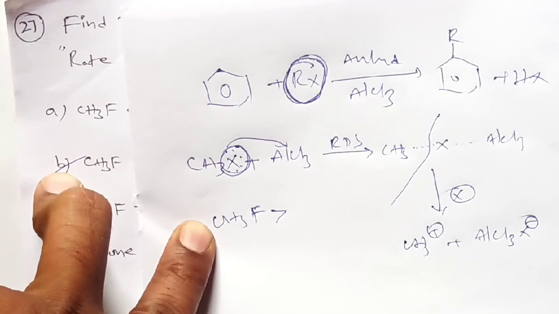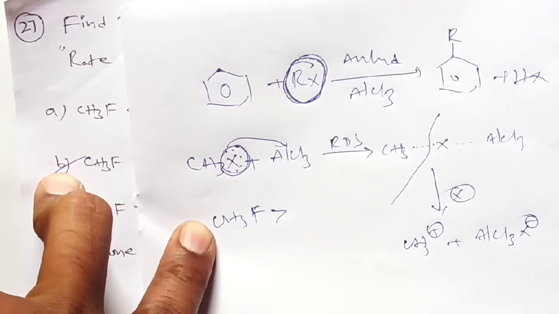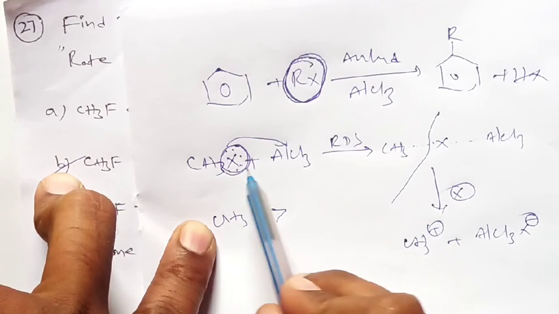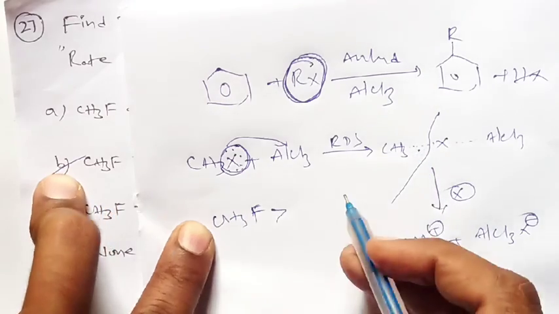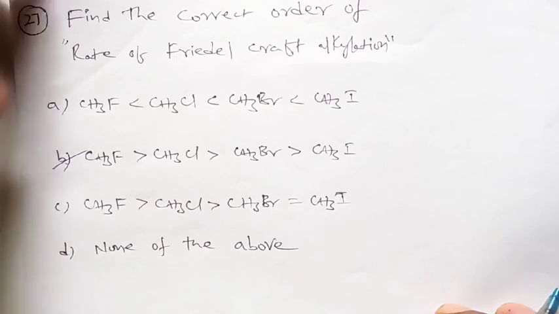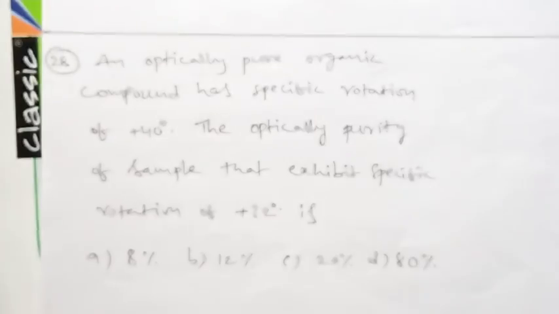Generally, based on the leaving group we would think of the first option, but that is not correct. Here you have to consider this as the rate determining step, and as per that the second option is correct. Is it clear? Now look at the next question.